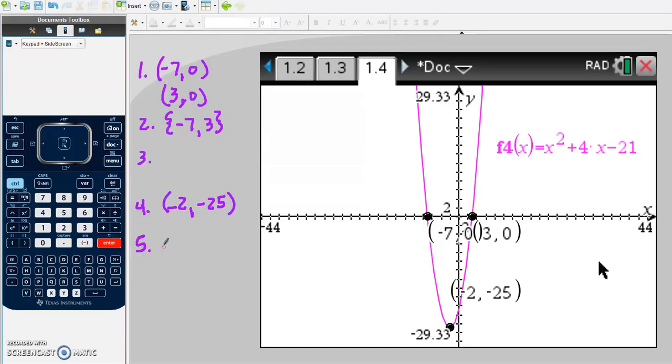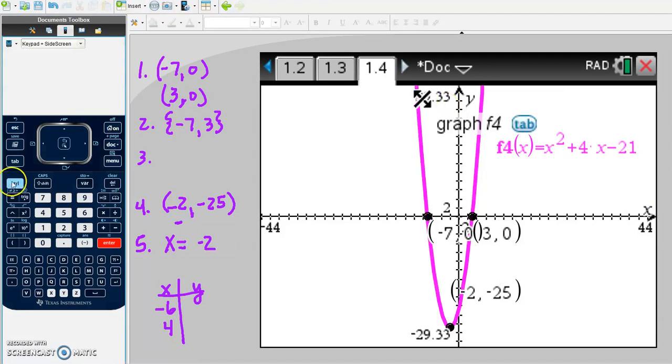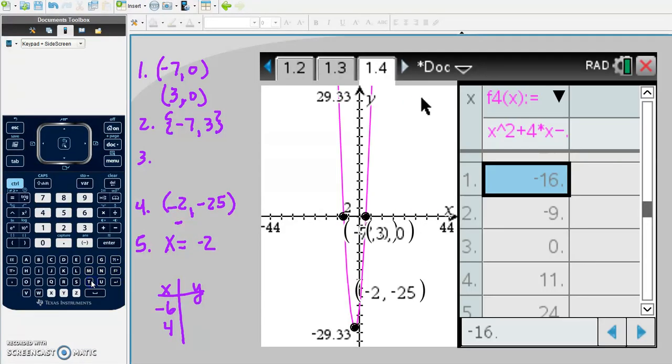Then number 5 was, of course, the axis of symmetry. So x is going to equal whatever my x value is, which is -2. And then I also have that little data table where my x is -6 or 4. So we need to figure out what that's going to be. Let's go to the table. I'm going to do Control T. And for 4, y is going to be 11. So let me write that.